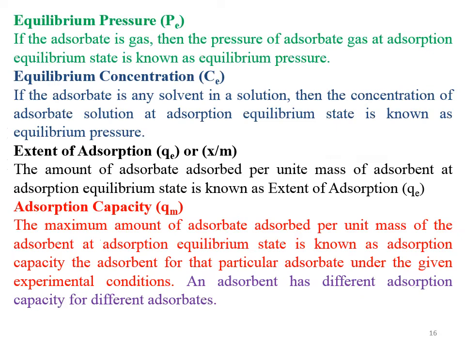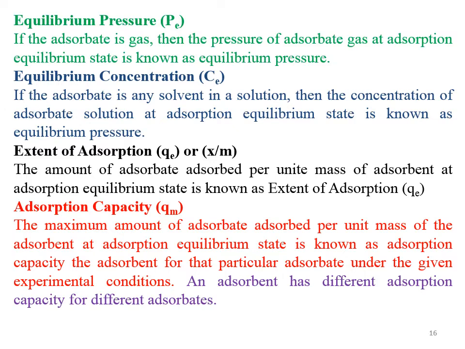And now here are a few terms related to the adsorption equilibrium state. First of all, equilibrium pressure, which is represented by PE. If the adsorbate is a gas, then the pressure of the adsorbate gas at adsorption equilibrium state is known as equilibrium pressure. The second term is equilibrium concentration, mostly represented by CE. If the adsorbate is a solute in a solution, then the concentration of the adsorbate solution at adsorption equilibrium state is known as equilibrium concentration.